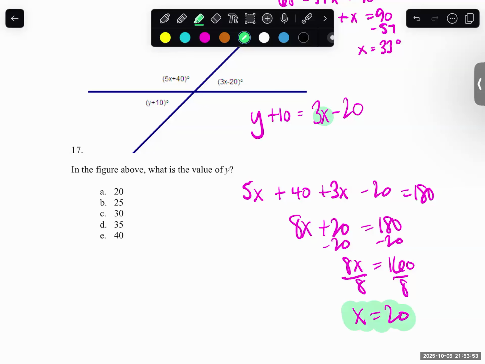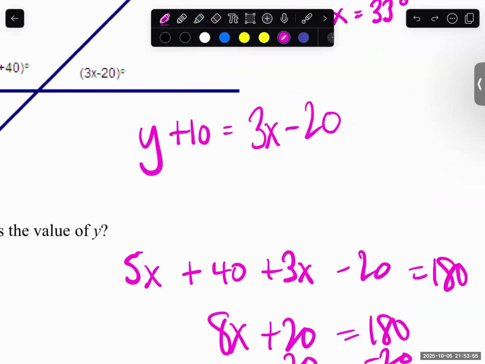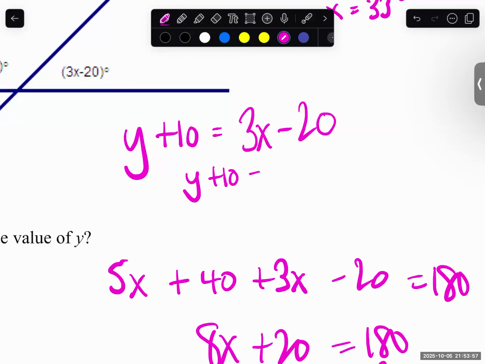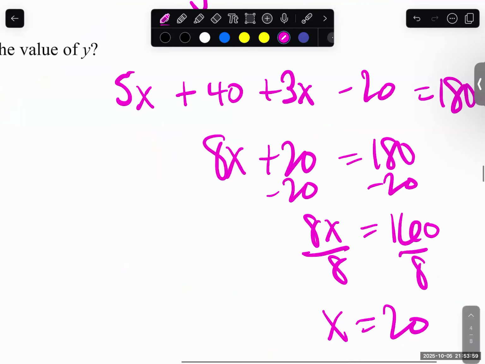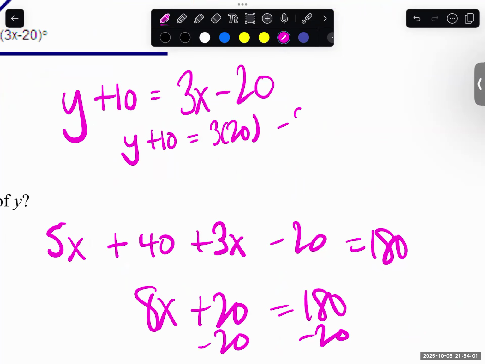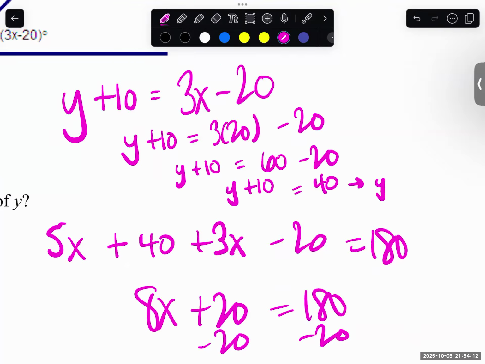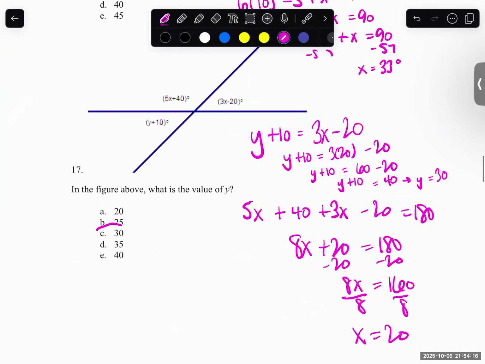I take x, put it back in up there, and I get y plus 10 is equal to 3 times 20 minus 20. y plus 10 equals 60 minus 20. y plus 10 equals 40, which means y is 30. There she is. Great.